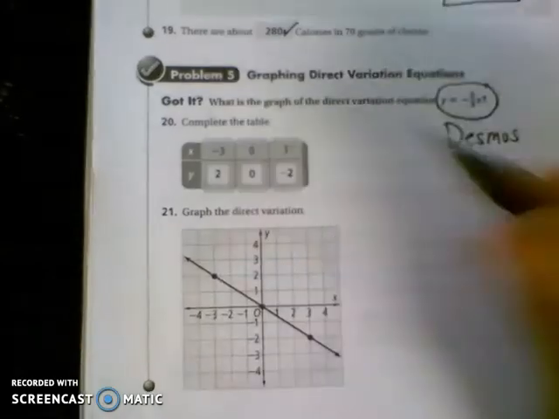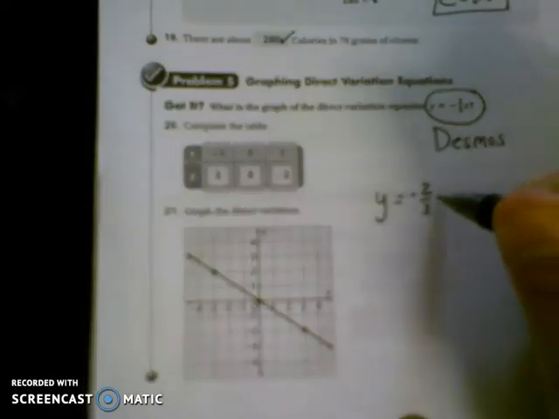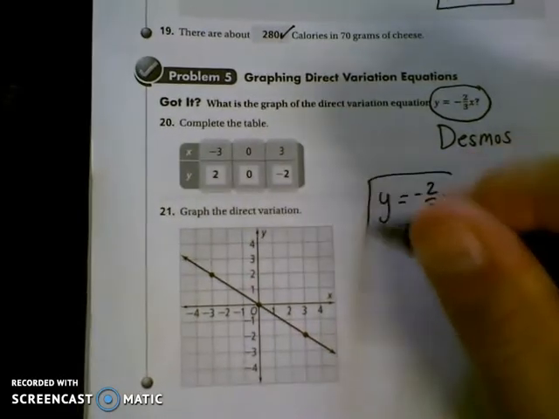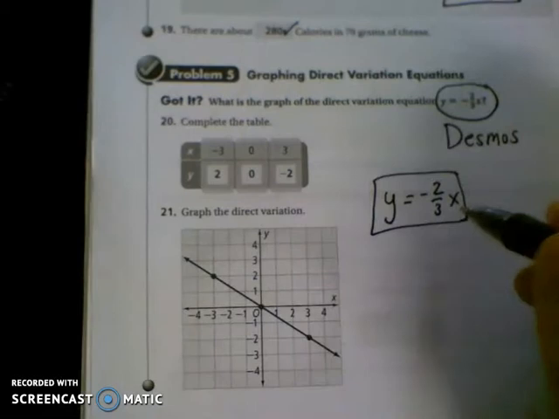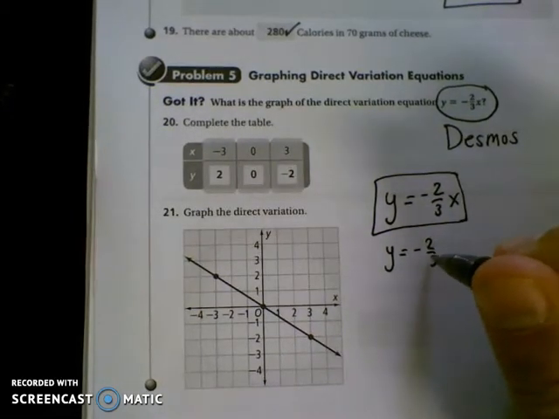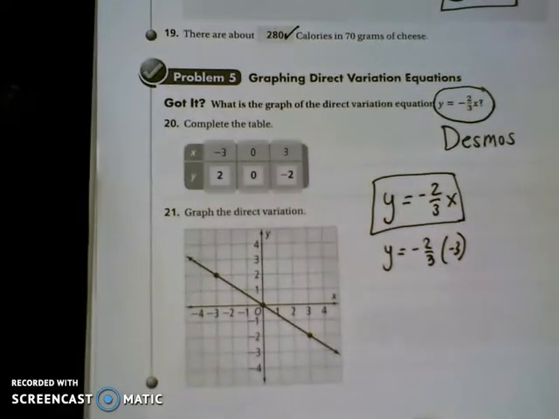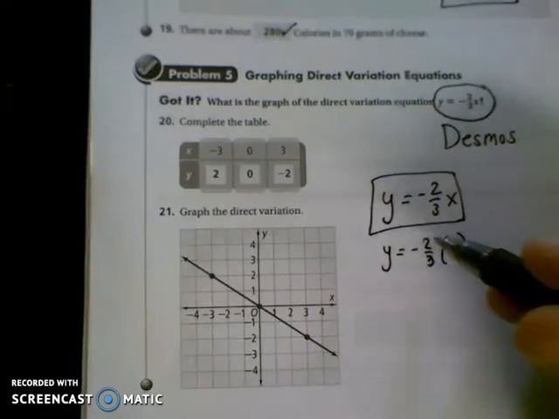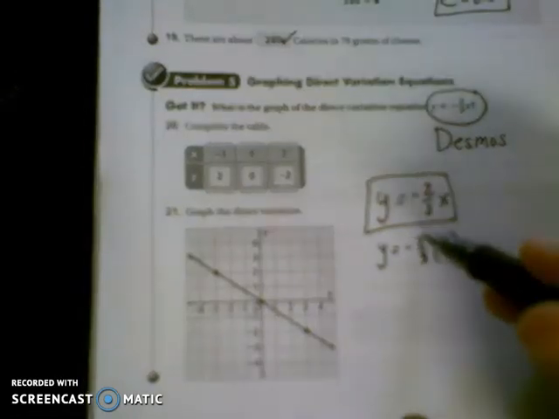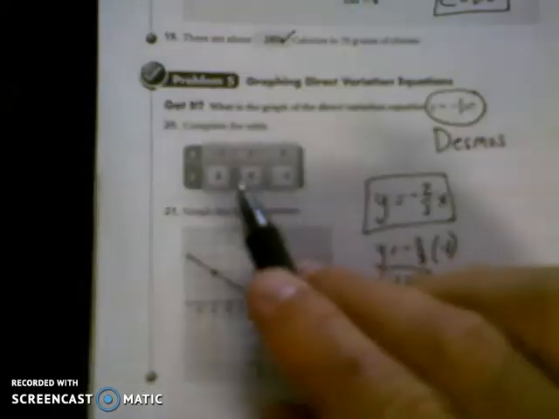So x is negative 3. So y equals negative 2/3 x. First thing we're going to do is plug in negative 3 for that x. Y equals negative 2/3 times negative 3. So negative 3 times negative 2 is 6. 6 divided by 3 is 2. So y equals 2. And we got that over there. You can see it.